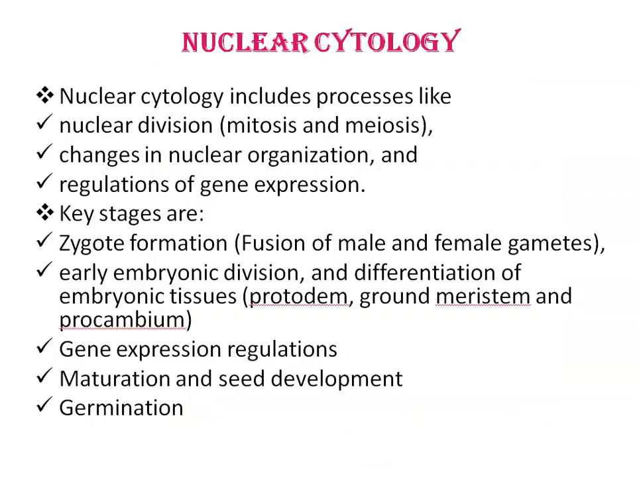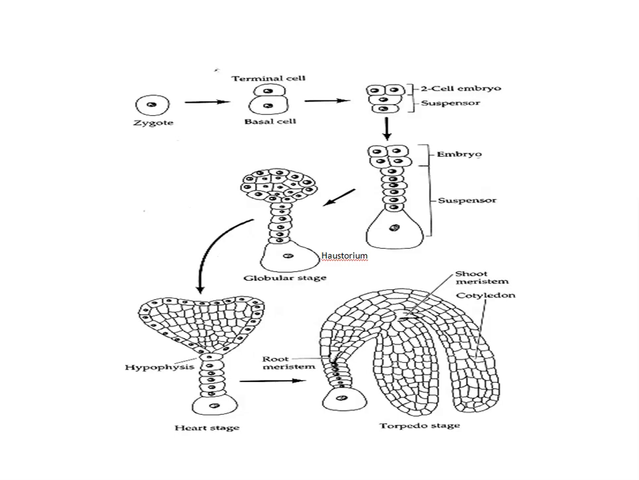Next is nuclear cytology. Nuclear cytology involves the study of nuclear events and structure as the plant embryo develops. It includes processes like nuclear division, maybe mitosis or meiosis, changes in nuclear organization, and regulation of gene expression. Key stages include zygote formation, early embryonic divisions, and differentiation of embryonic tissues. You can see here from this diagram, first is the zygote. So zygote formation is the fusion of male and female gametes to form the zygote.